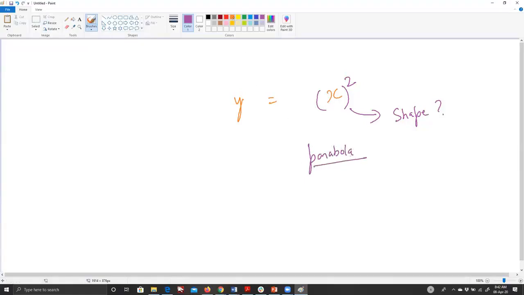Now, what is the property of a parabola? A parabola might look like this. The idea is usually there is one point which is the lowest point. I will show you what to do with this lowest point and why this is beneficial for us.